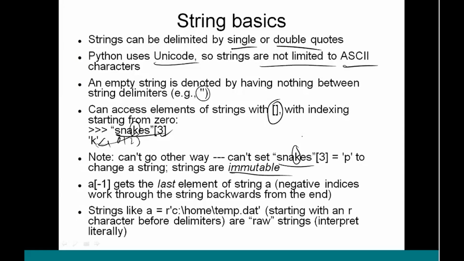To access the last element of a string, we have two ways. For example, in this snake, if you want to access the last one, that's 0 1 2 3 4 5. You can say either snake 5, or you can also say -1. The -1 gets the last element of the string, and then the negative indices work backwards. So this is -1 -2 -3 -4 -5. They work this way, and then the positive go this way.